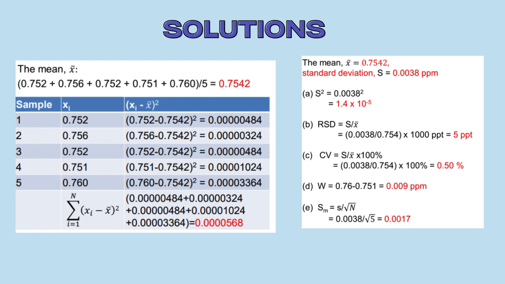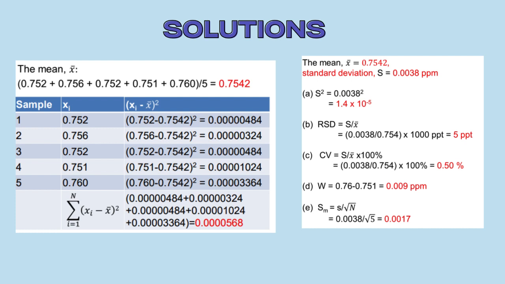Continue with the relative standard deviation, RSD. The formula is s, the standard deviation, over the mean. After we calculate the standard deviation, we got above, which is 0.0038, we divide by the mean, which is 0.7542, and then we times by 1000 to get it in parts per thousand, and the answer is 5 ppt.